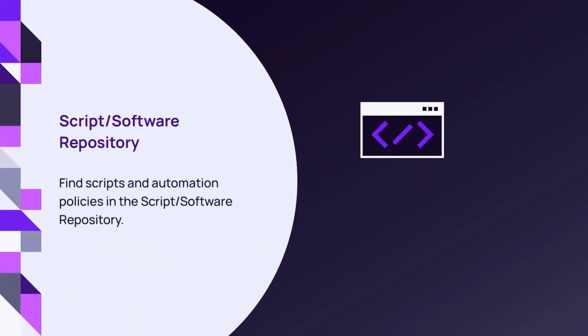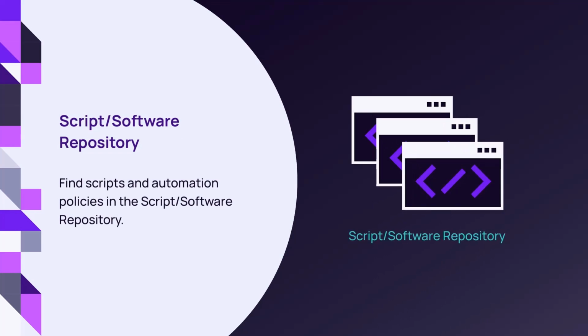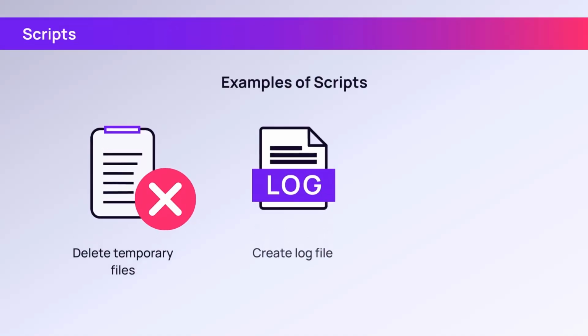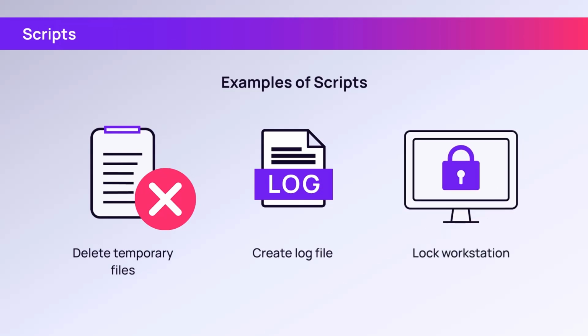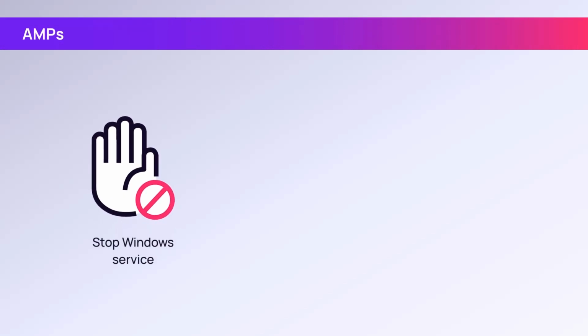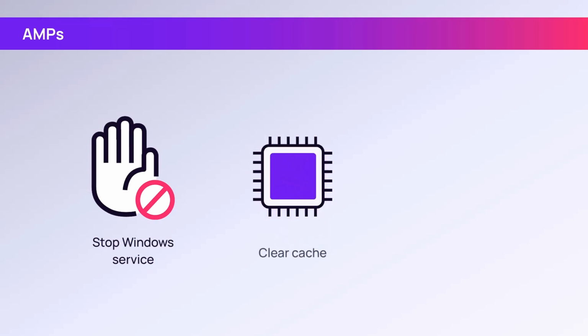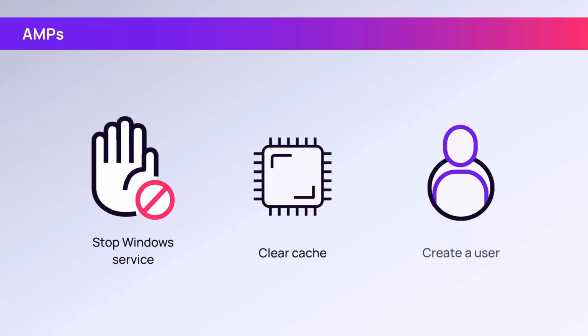The N-Central script and software repository contains scripts and automation policies. Both can be applied to scheduled tasks to further automate processes. Deleting temporary files, creating a log file, and locking a Windows workstation are examples of scripts. Stopping a Windows service, clearing the DNS cache on a server, and creating an Office 365 user are examples of automation policy tasks.